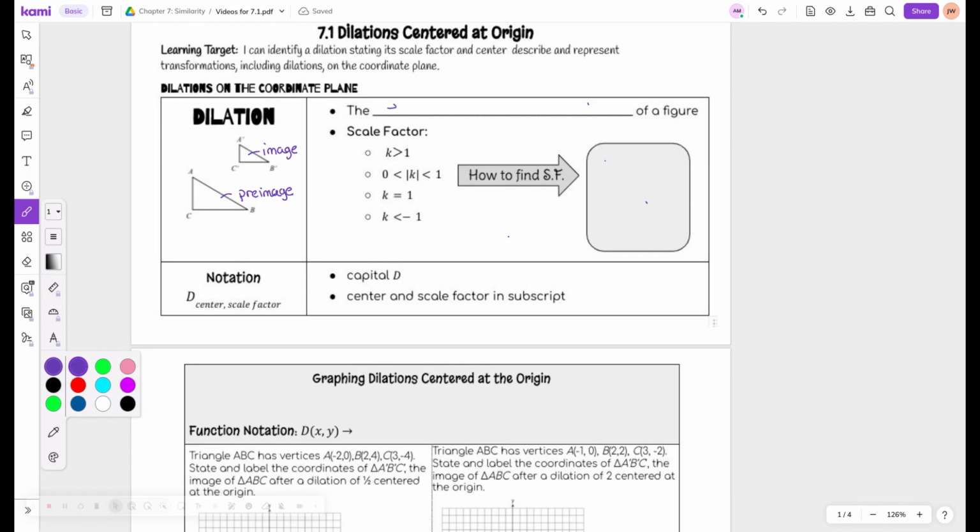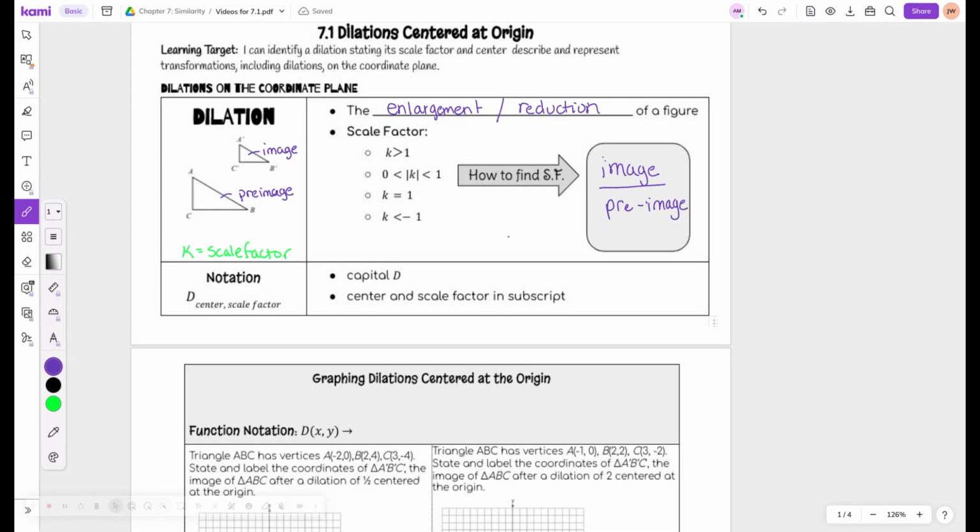There can either be an enlargement of the figure or a reduction of the figure, and based on the scale factor, that is how you determine if it's an enlargement or a reduction. The scale factor is generally represented by the letter K. The K represents your scale factor, and a scale factor is a ratio of the image over its pre-image.